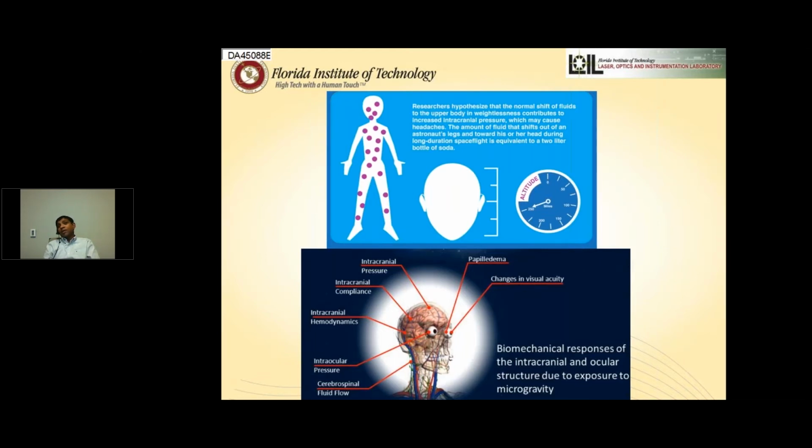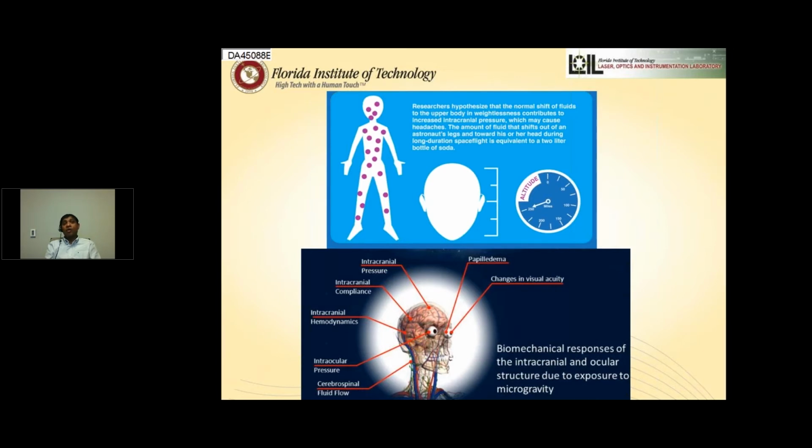Another perspective is that in microgravity, when people go to space, there's a shift in body fluids, and fluids tend to move to the upper part of the body, which increases your intracranial pressure and causes headaches. So there is a need to measure that extra intracranial pressure, because we need a tool to alleviate the pressure once we know it is high, so that astronauts are not at risk.